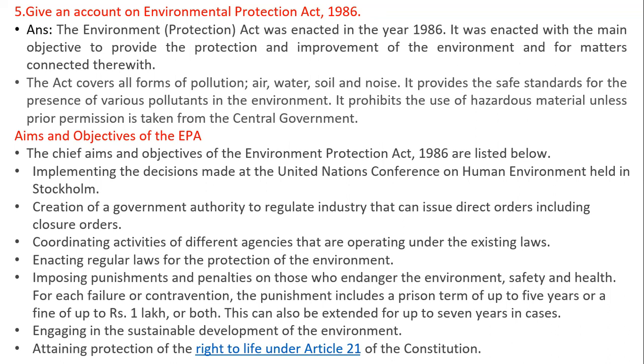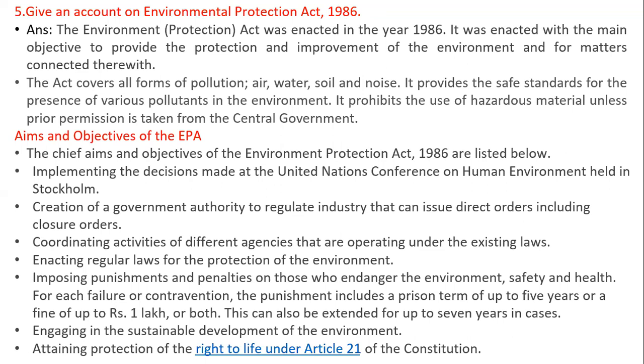For each failure or contravention, the punishment can include a prison term of up to 5 years or a fine of up to 1 lakh rupees or both, depending upon the nature of the case. And this can be extended up to 7 years in certain cases. Then, engaging in sustainable development of the environment. So what do you mean by sustainable development of the environment?